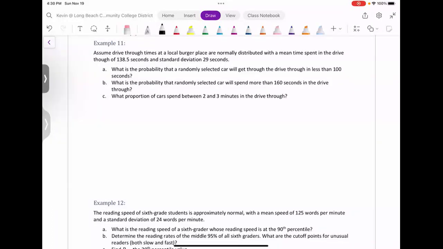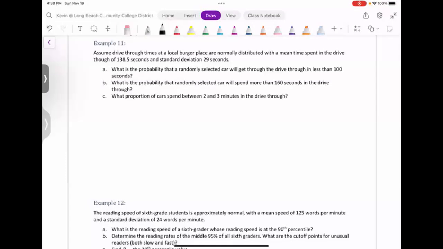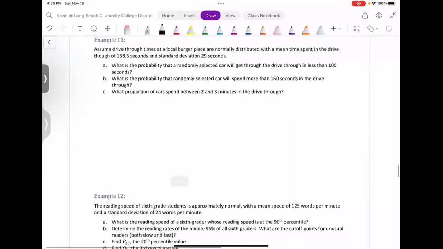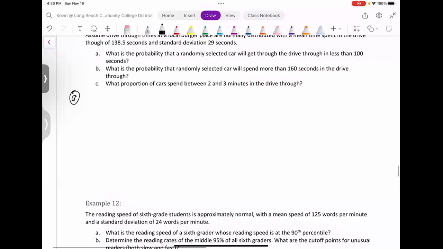Assume drive-through times at a local burger place are normally distributed with a mean time spent in the drive-through of 138.5 seconds and a standard deviation of 29 seconds. Part A. What is the probability that a randomly selected car will get through the drive-through in less than 100 seconds?